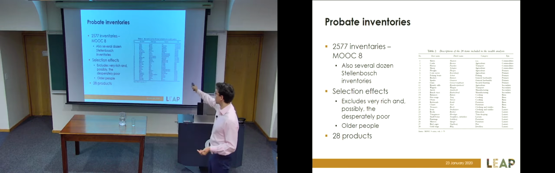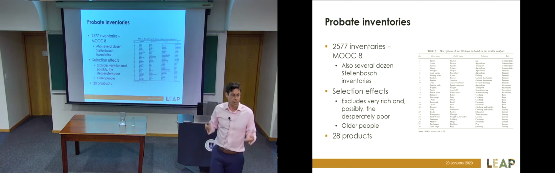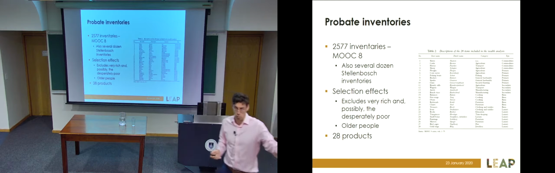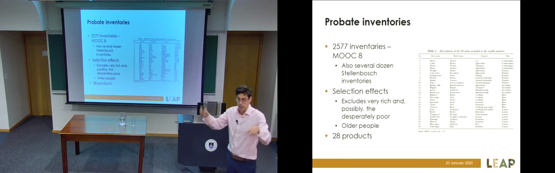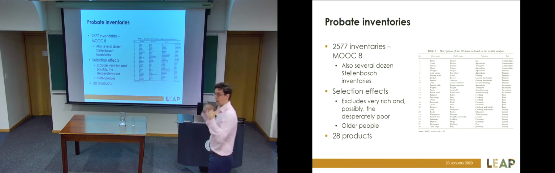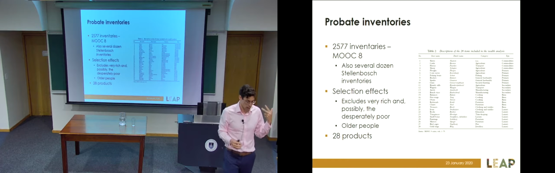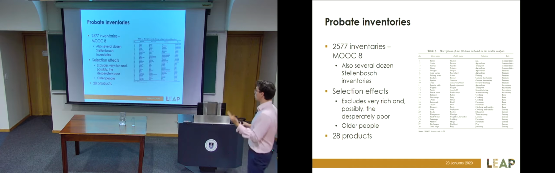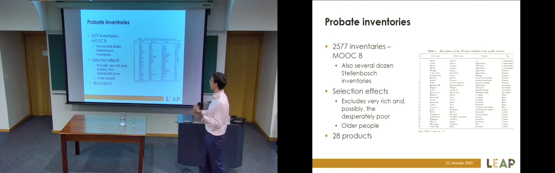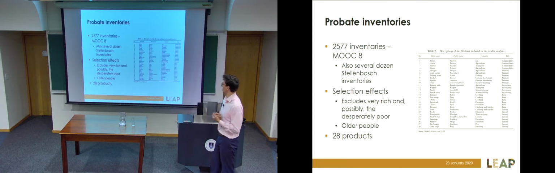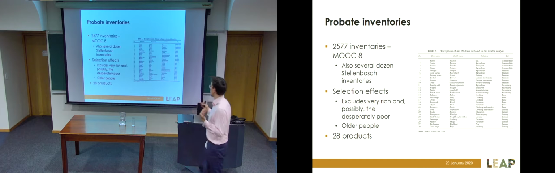And so I looked at 28 different products, and I'm not going to list all of them, but mostly they are the major assets that people had. So slaves being the most important, right? So the most important commodity, given the time, were enslaved people. And then we look at other kinds of assets: cattle, horses, sheep, and then productive assets like plows, corn seeds, buckets, spades, guns, brandy still, wagons, household assets, things like bedsteads.